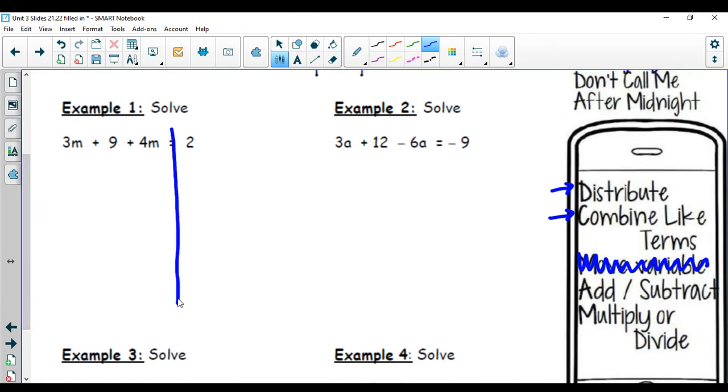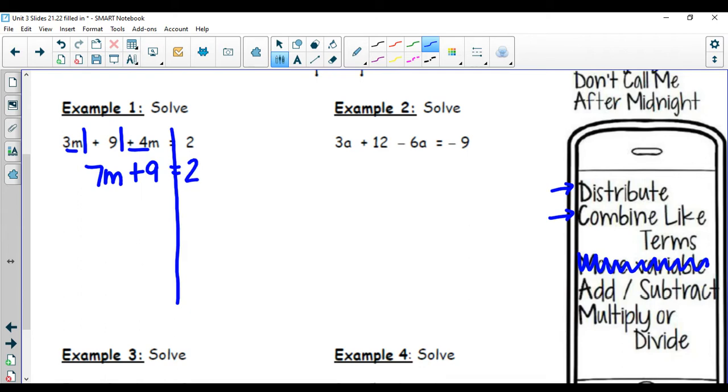So in example number 1, my goal is to isolate the variable. Ultimately, I need to distribute or combine like terms so that it looks like a two-step equation, so that then I can add or subtract and multiply or divide. I notice if I split these up, I have 3m plus 9 plus 4m. Looking for my like terms, I have the 3m plus the 4m, which will give me a 7m. And then I have plus 9 equals 2.